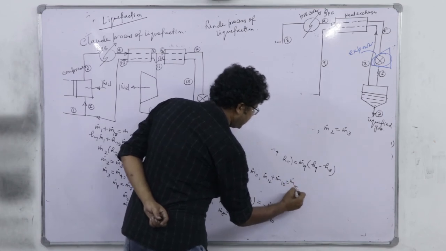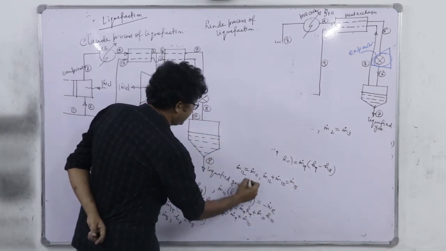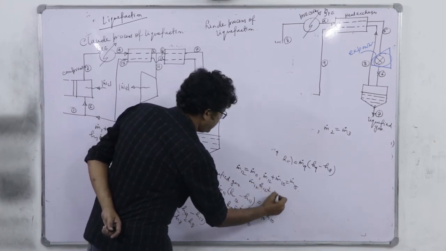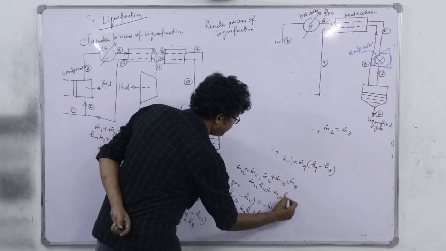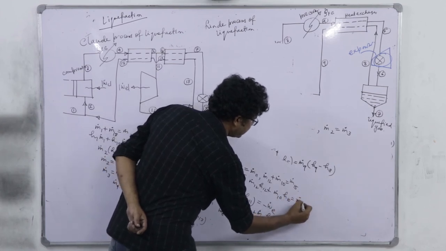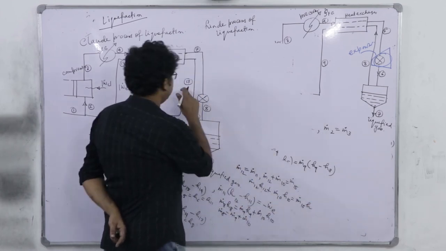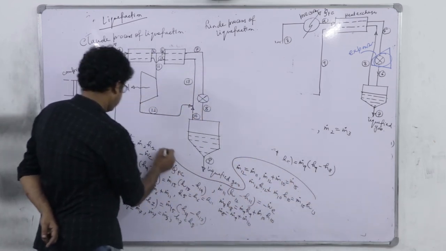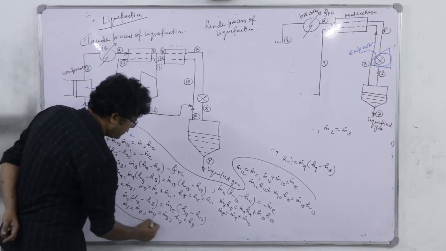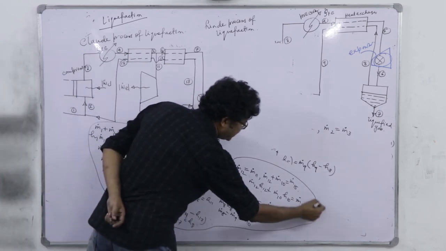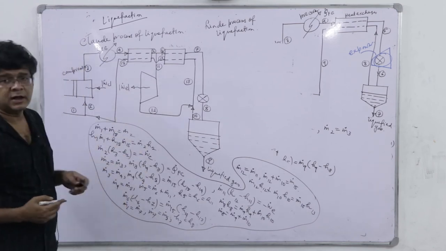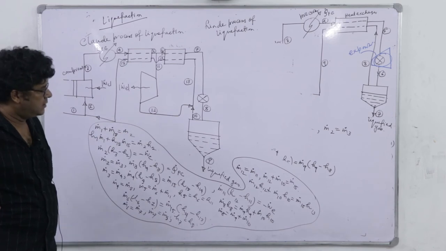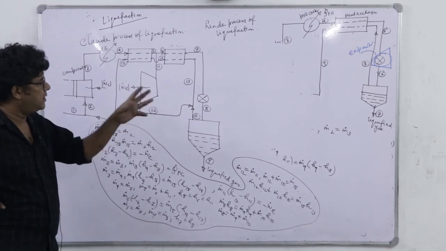So m dot 15. And finally, there is an enthalpy balance to be written. So m dot 12 H12 plus m dot 10 H10 is equal to m dot 15, however it will be H13. So that is the entire set of possible mass balance and SFE for Claude refrigeration cycle, right? So Linde and Claude, both are comparable units.